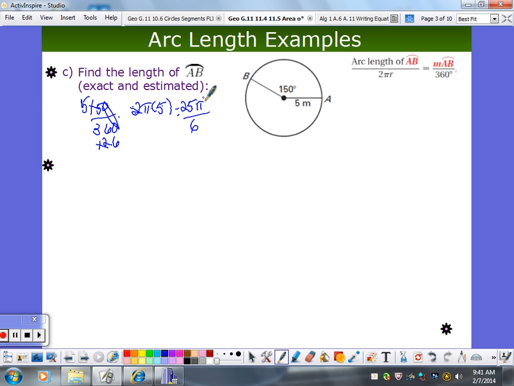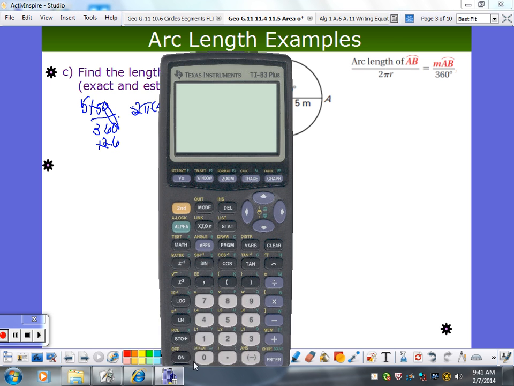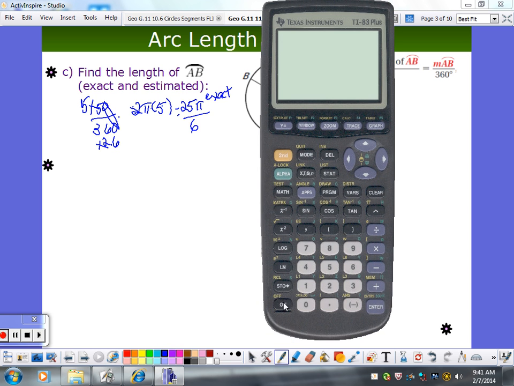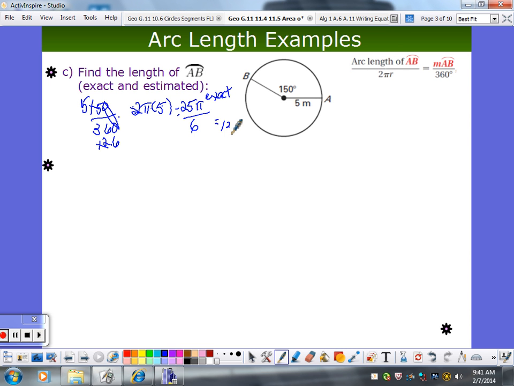Now if you want the estimated answer, I go to my trusty old calculator. 25 times pi, and then divide by 6. If it doesn't say how to round, I usually go to the nearest hundredth, so 13.09. Okay, don't forget your units. These are in units. Circumference is just 50 units.